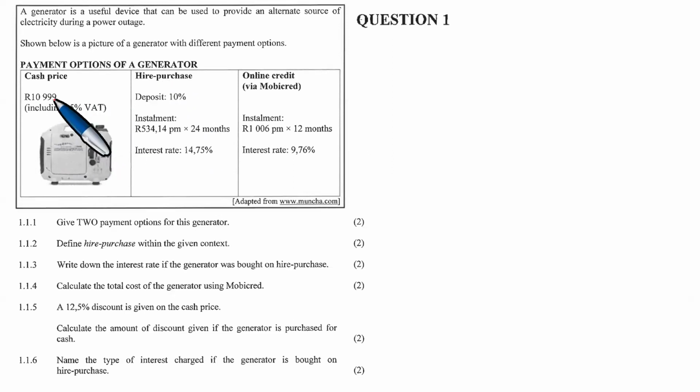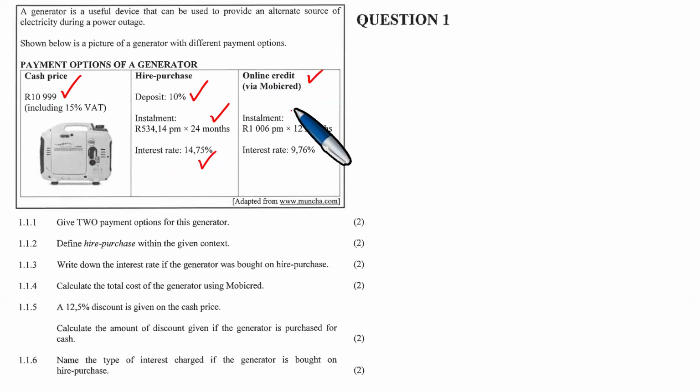But if you do not have the cash price, you can always pay for this generator through what we call the hire purchase. The hire purchase entails a deposit of 10%. The cash price is clearly 10,999, and the hire purchase involves a deposit of 10%. The installment then becomes exactly 534 rand and 14 cents per month, times 24 months to pay, and the interest rate is exactly 14.75%.